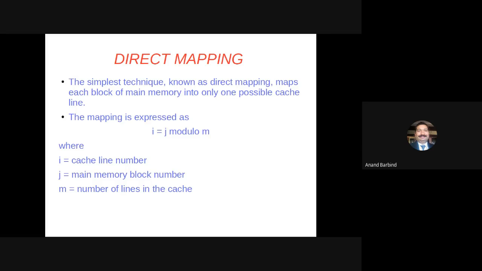Now, the block numbers are from 0 to 99, and you are dividing by m, which is 10, and taking the remainder. So the remainder will always be less than 10, that is, you will get 0 to 9. So it is fixed which particular block will be moved. That means whenever block number 67 is to be transferred, it will always be transferred to line number 7.